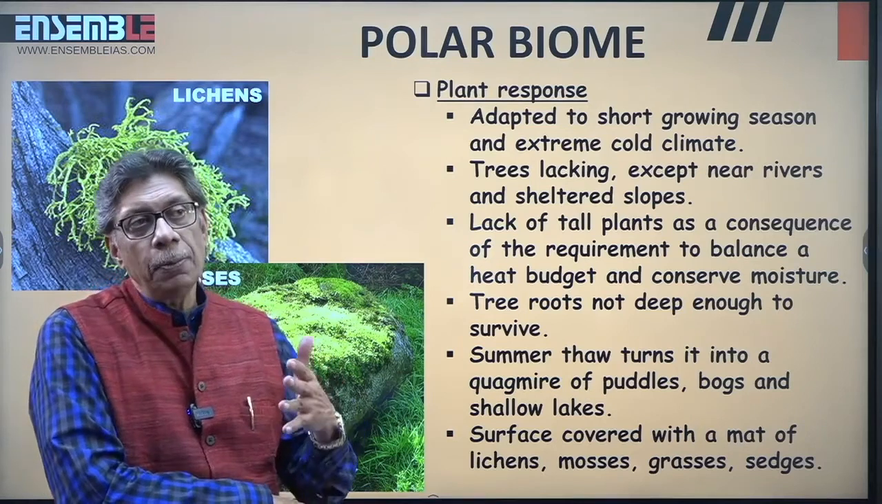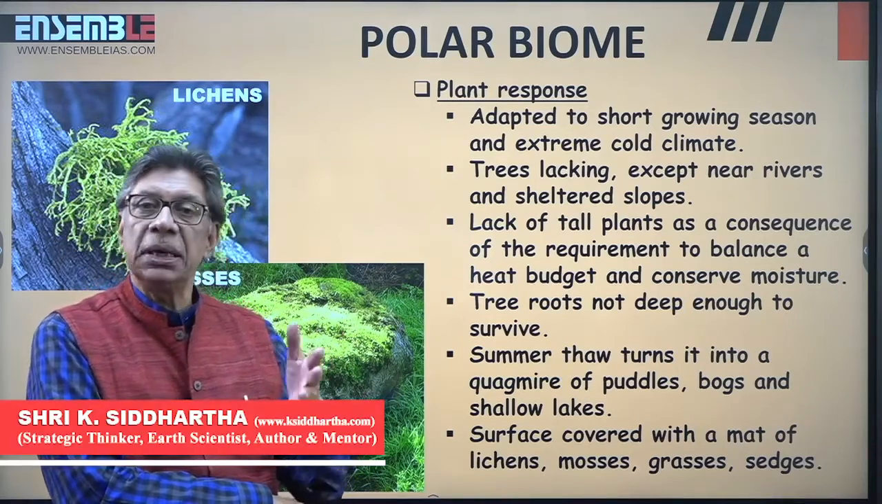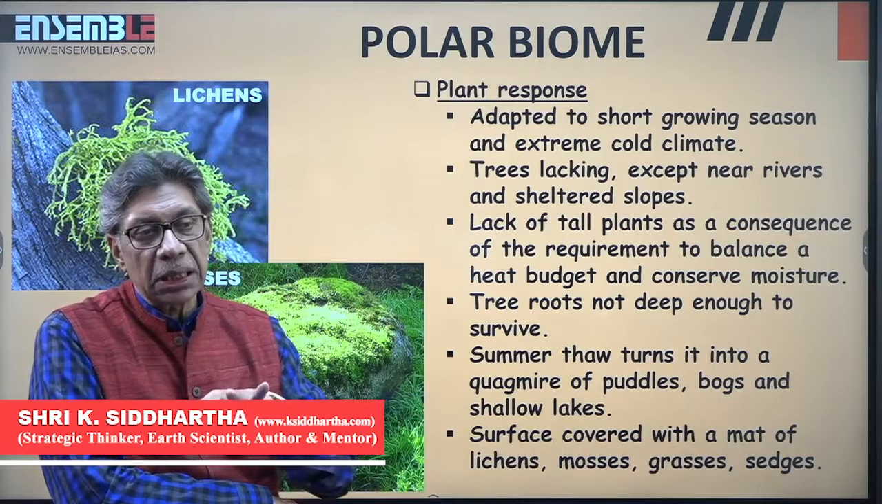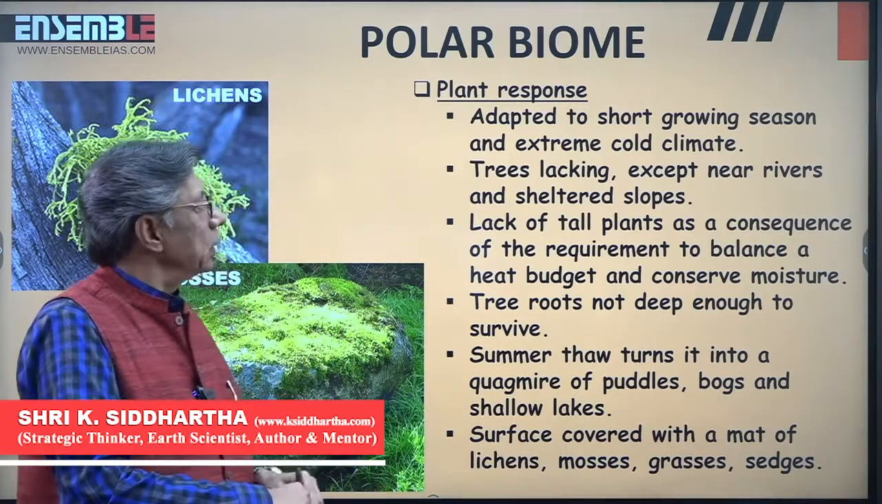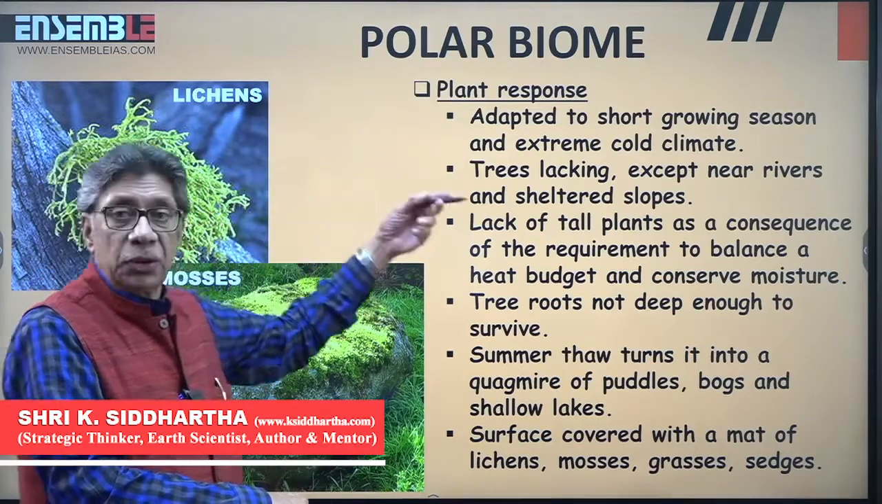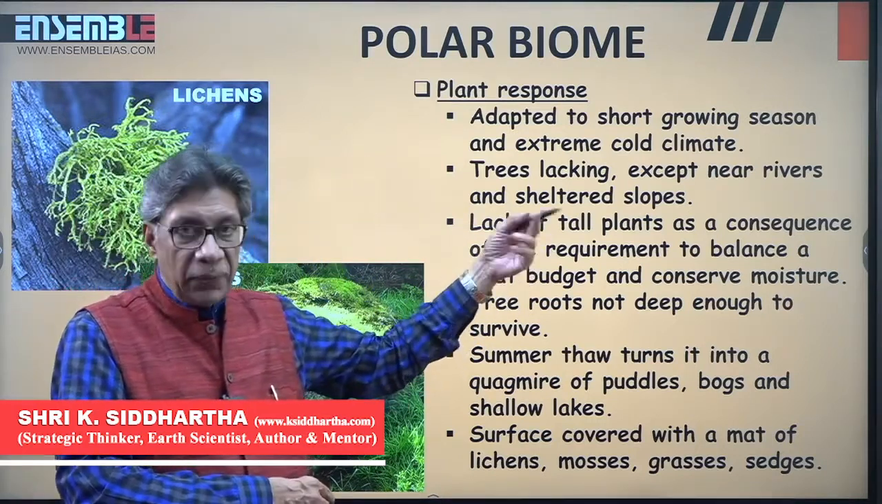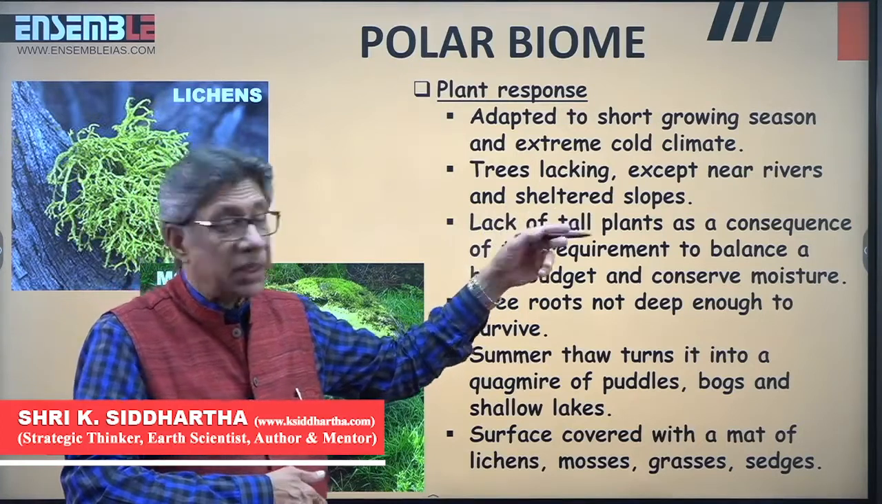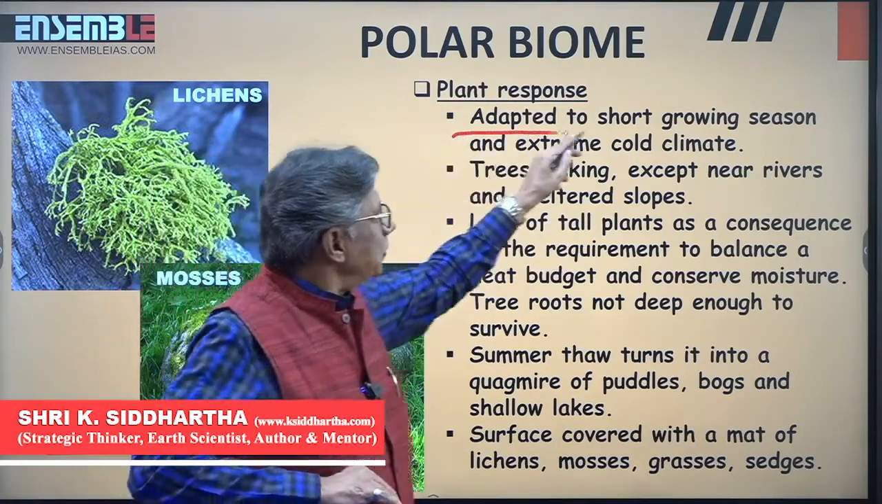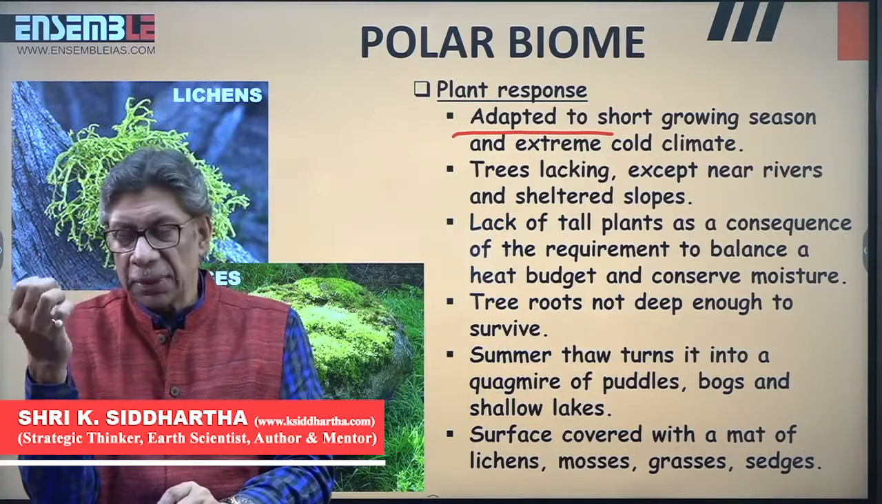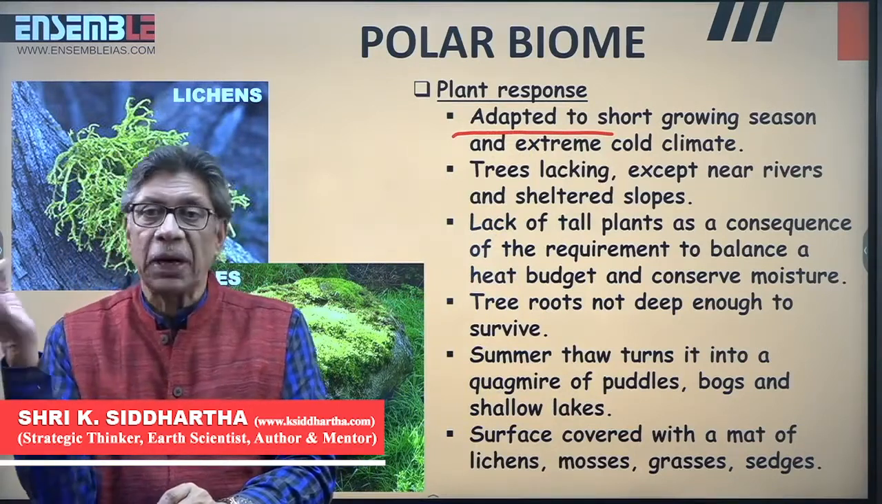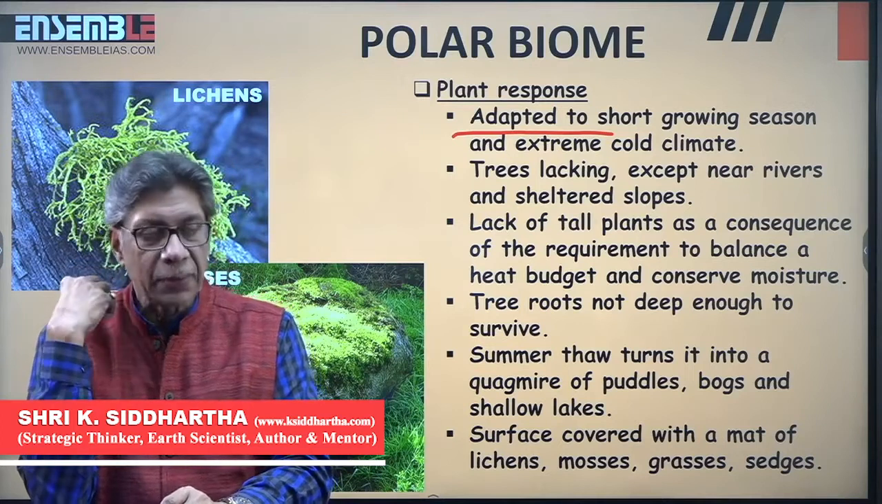The polar biome comprises an assemblage of plants and animals which are adapted to different types of conditions. For example, the plant response in the polar region is going to be very, very different. And of course, it's very specific as well. First, it's adapted to the short growing season and extreme cold climate. And it shows all the types of adaptation one can imagine.